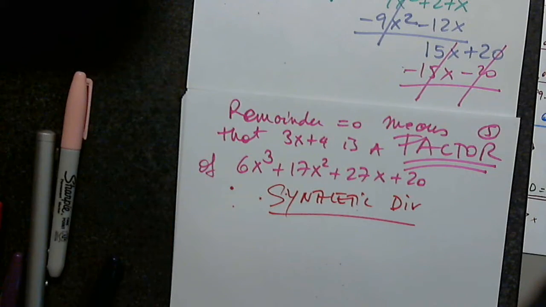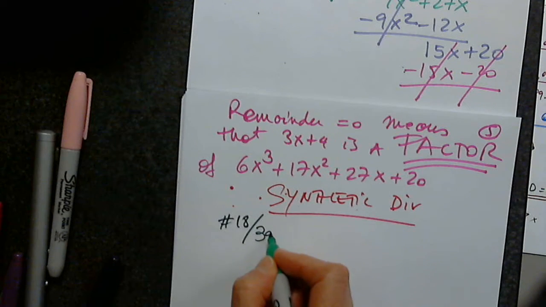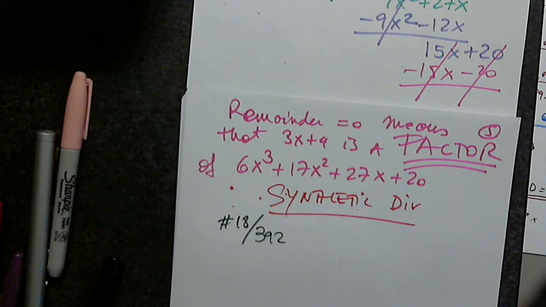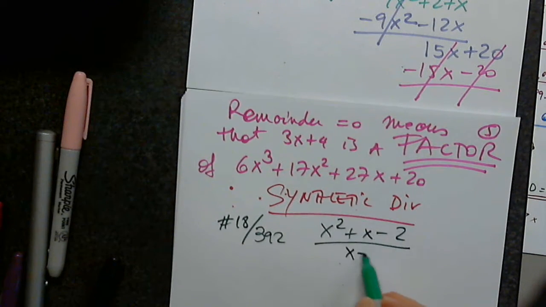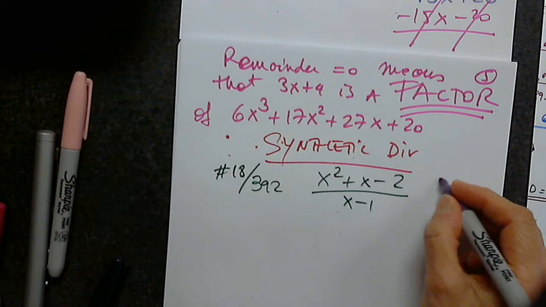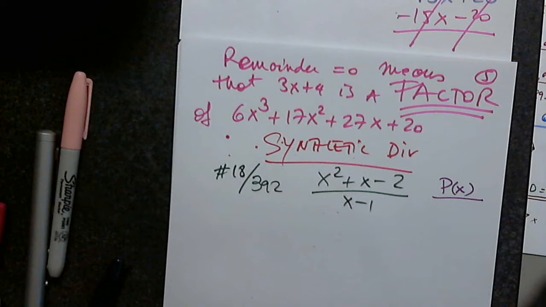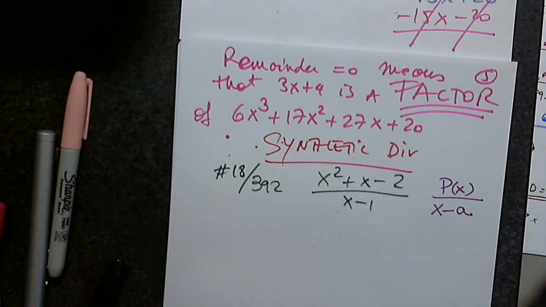Let's look at the synthetic division. Let's pick problem 18 on page 392, or you can pick. We're going to do at least 2 here. Now, I'm going to ask you, can I use this synthetic division here? Remember the requirement for the synthetic division. Any polynomial you can think of, but the denominator has to be x minus a. It could be x plus 5. It could be x minus 3. It can be x minus 1.